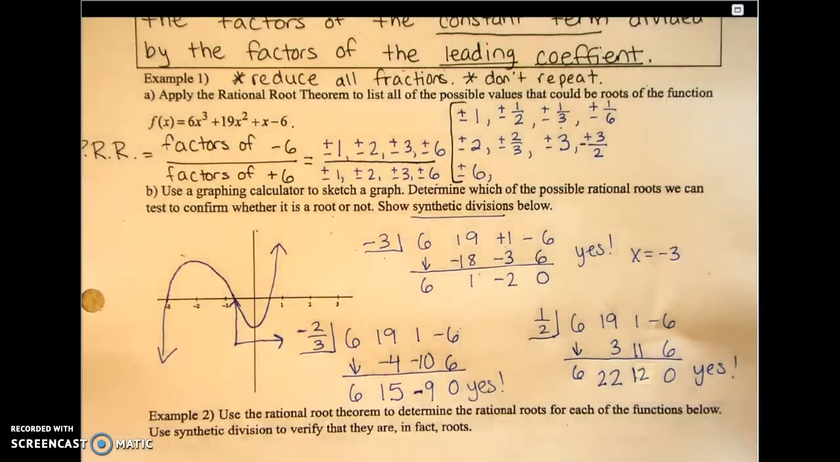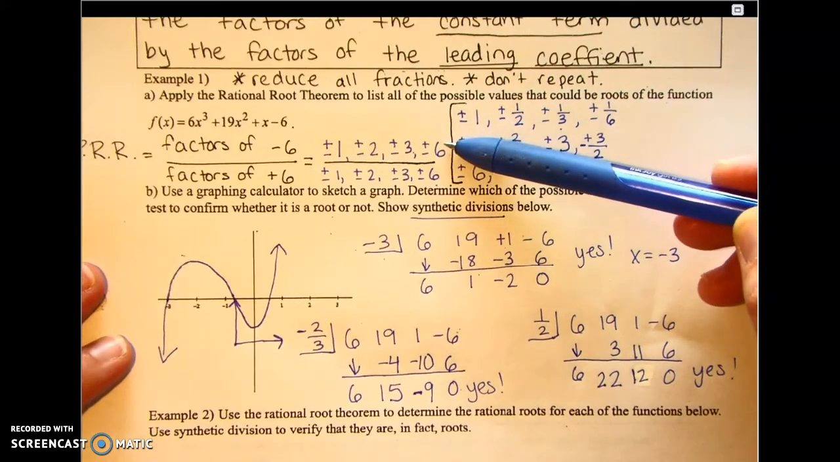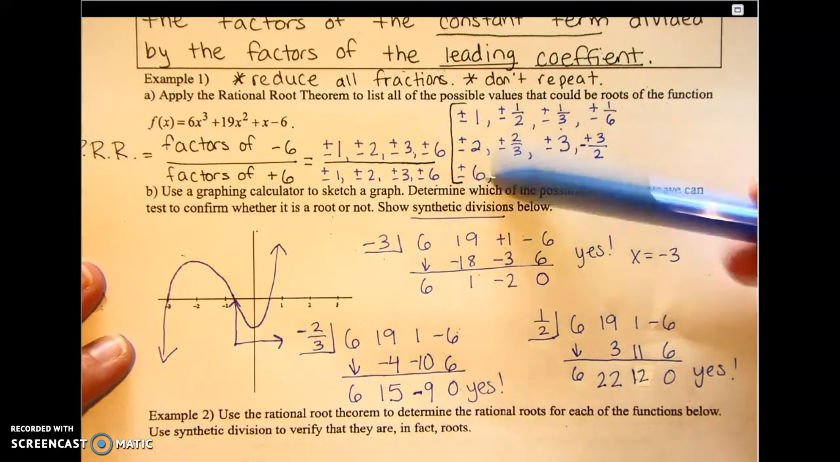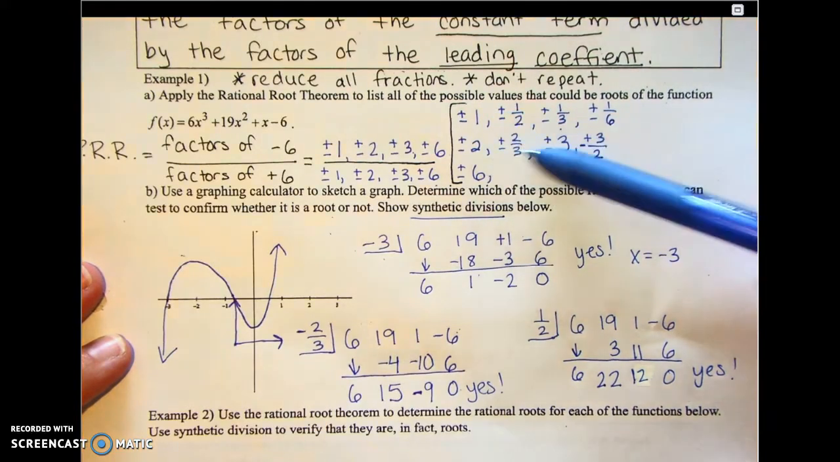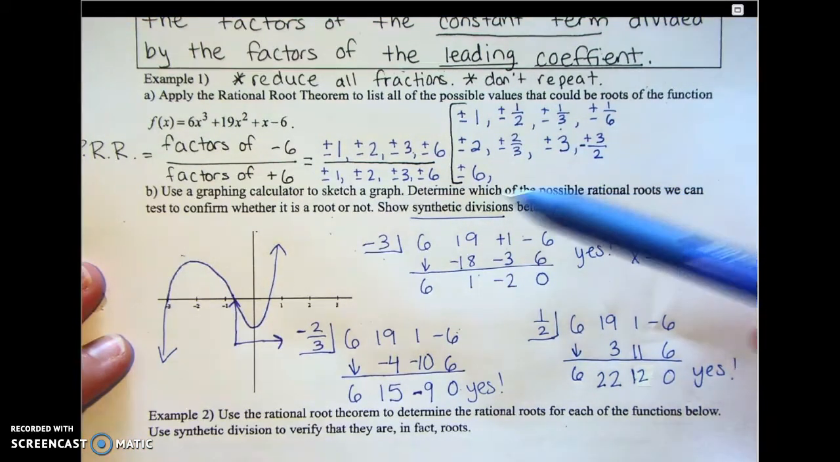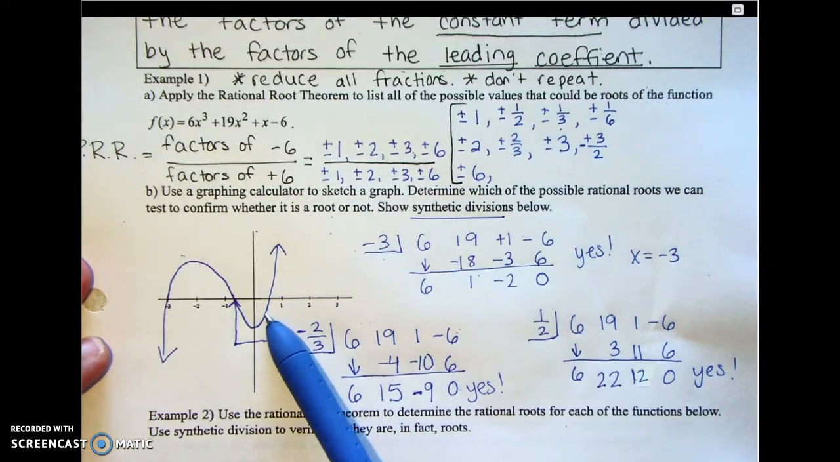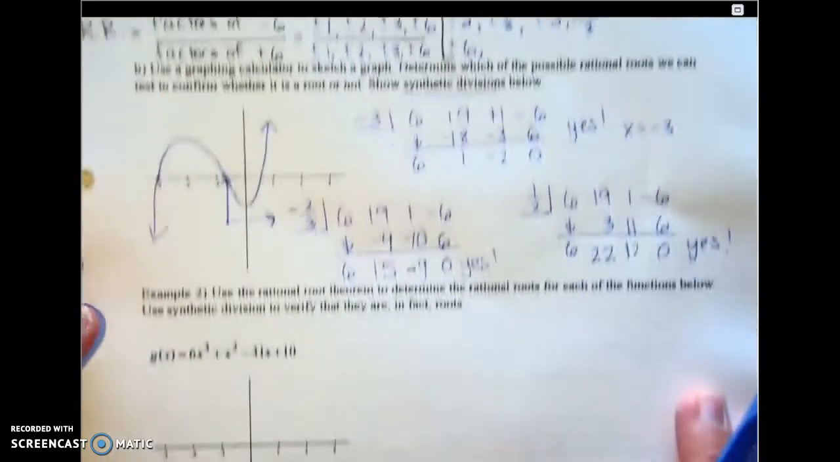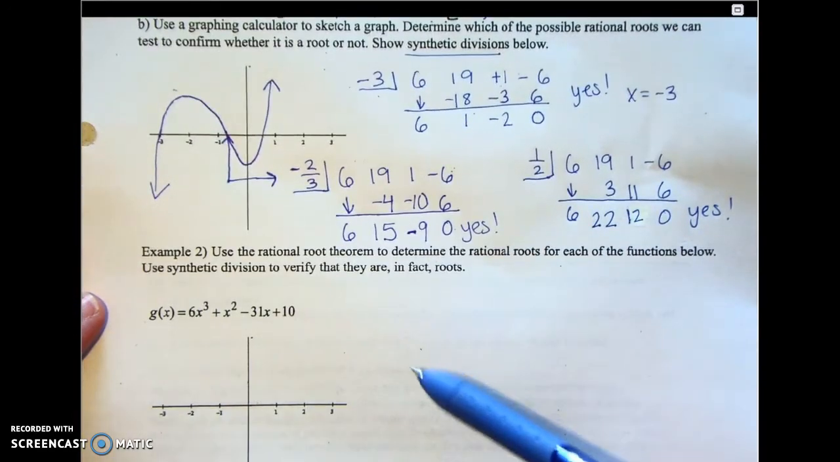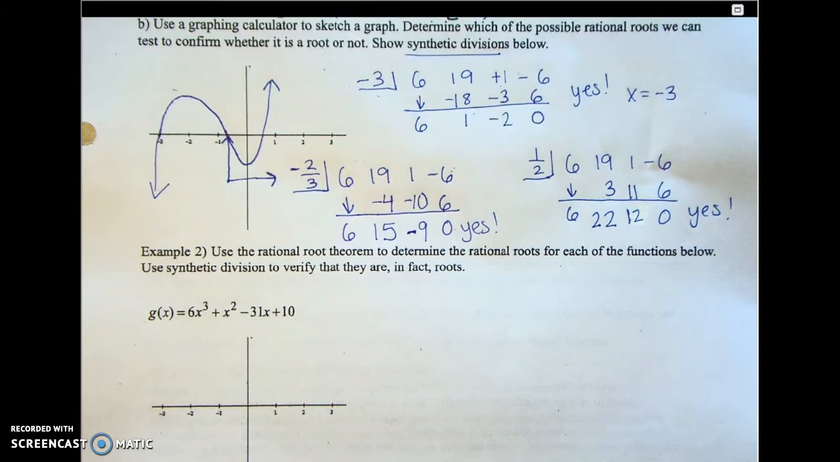Okay. So here are all the factors of -6, the factors of +6, and then here are all the possible combinations. Then instead of plugging all of these into synthetic division, we went to the graph and we used the graph to help us, okay? So that's what we're going to do. And your job was to finish examples 2, 3, and 4, and you can watch the video or you can just do them on your own and check your answers.